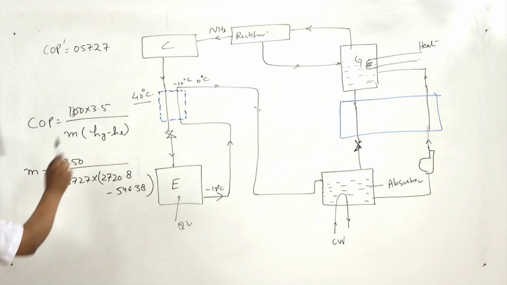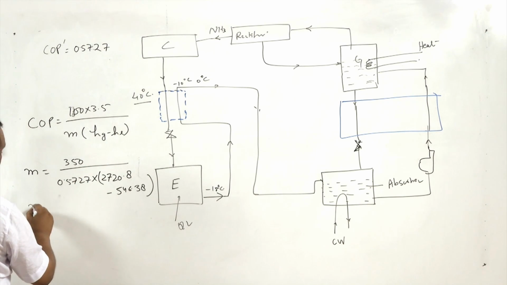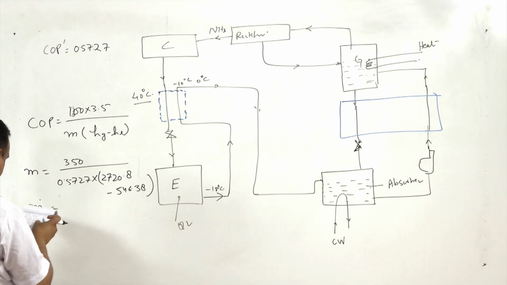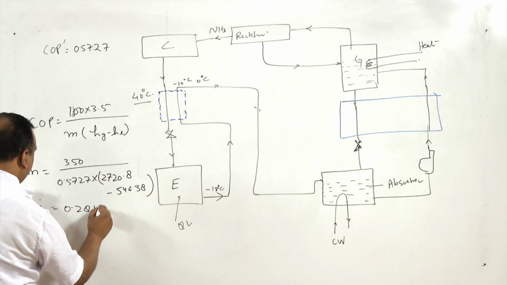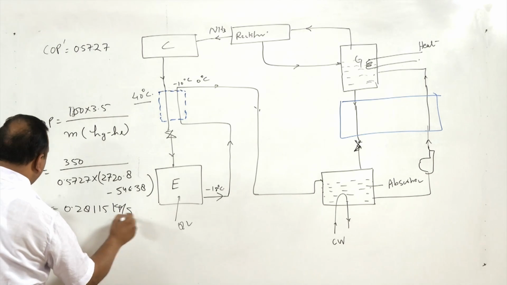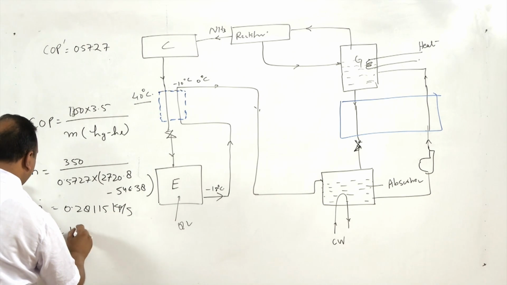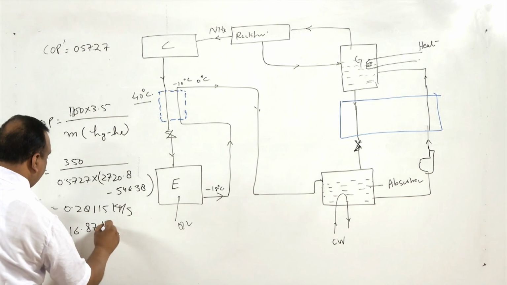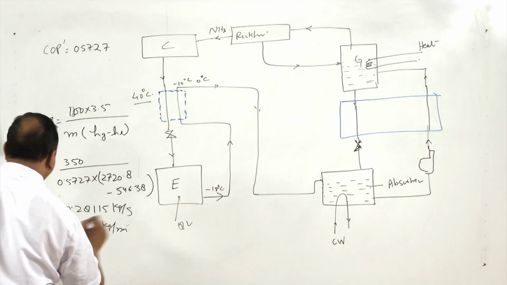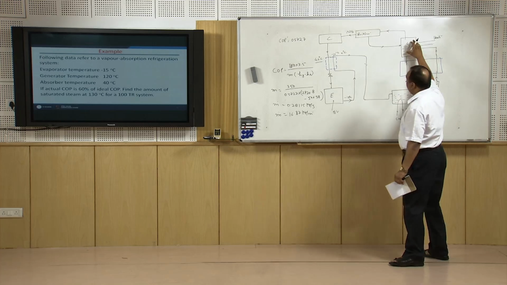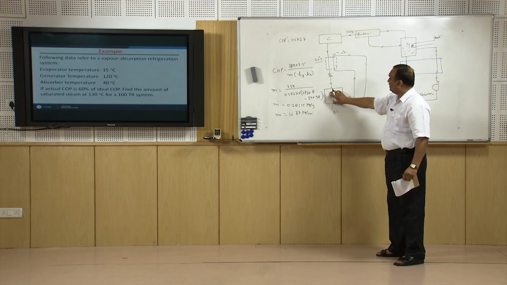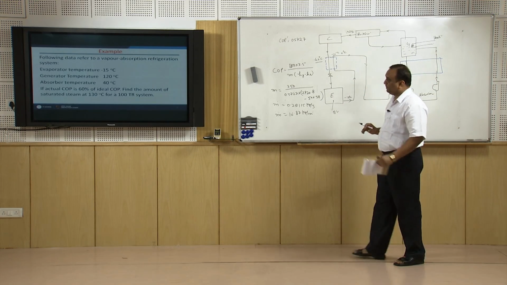liquid water at 120 degrees centigrade, and this gives the mass flow rate as 0.28115 kg per second, or mass flow rate is 16.87 kg per minute. So this is the amount of steam which is required here to produce minus 15 degree centigrade temperature here.